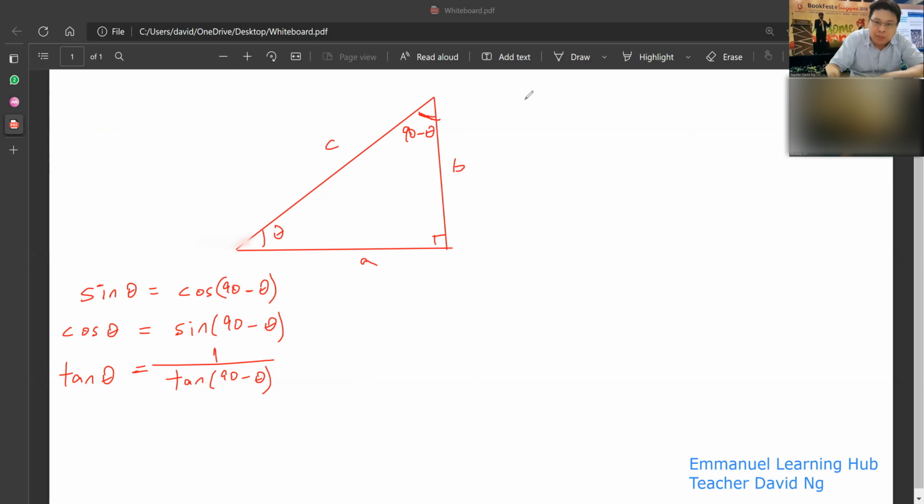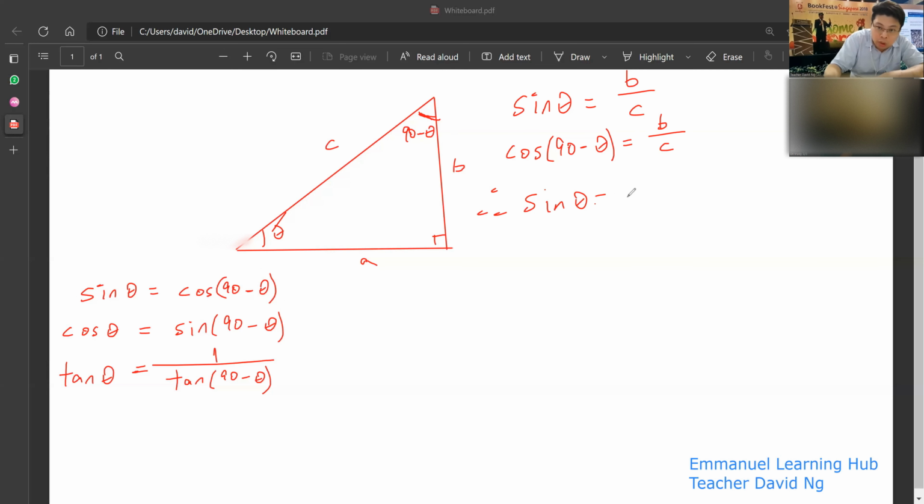Okay, your sine theta, right? Your sine theta is opposite over hypotenuse. Correct? Okay, if you examine closely, B over C is also your cosine of 90 minus theta. Correct? Yeah. Cosine of this angle is adjacent over hypotenuse, B over C. That B over C is actually sine theta. So sine theta is cosine of 90 minus theta. That's the relationship.